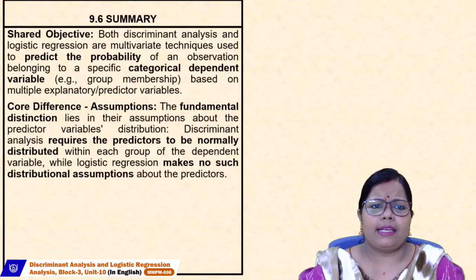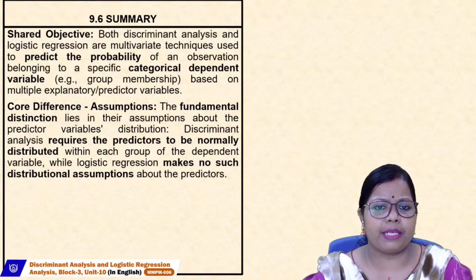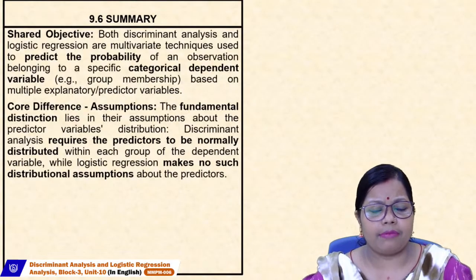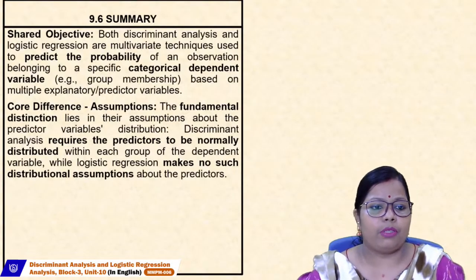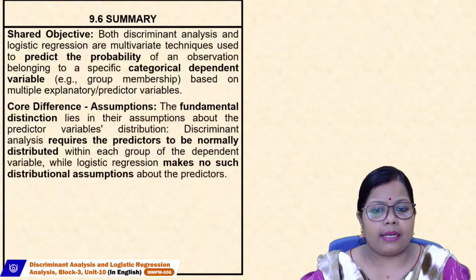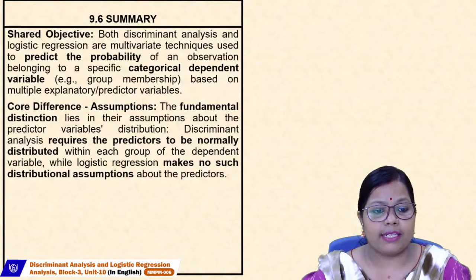In summary, we can say that both discriminant analysis and logistic regression are multivariate techniques used to predict the probability of an observation belonging to a specific category of the dependent variable. And the core assumption differences we have discussed: the fundamental distinction lies in their assumption about the distribution of the predictor variables. Discriminant analysis requires the predictors to be normally distributed within all groups of the dependent variable, while logistic regression makes no such distributional assumption about the predictors.